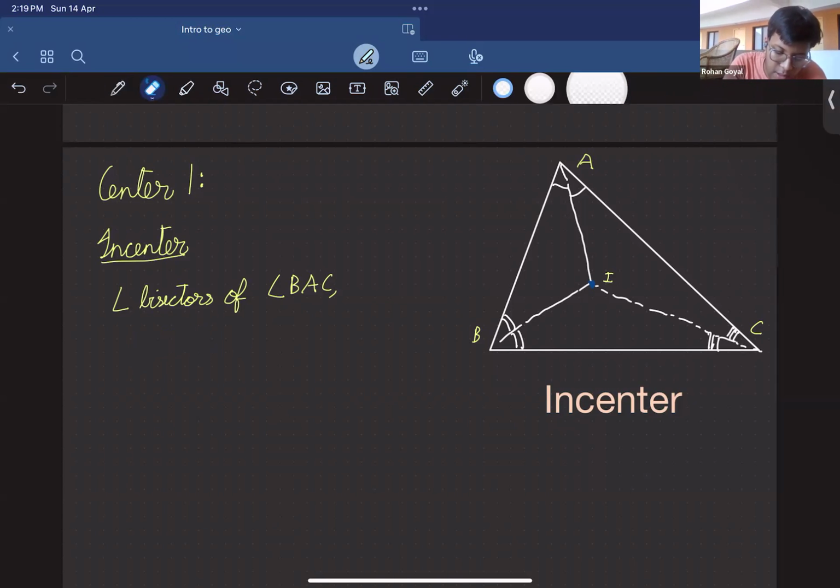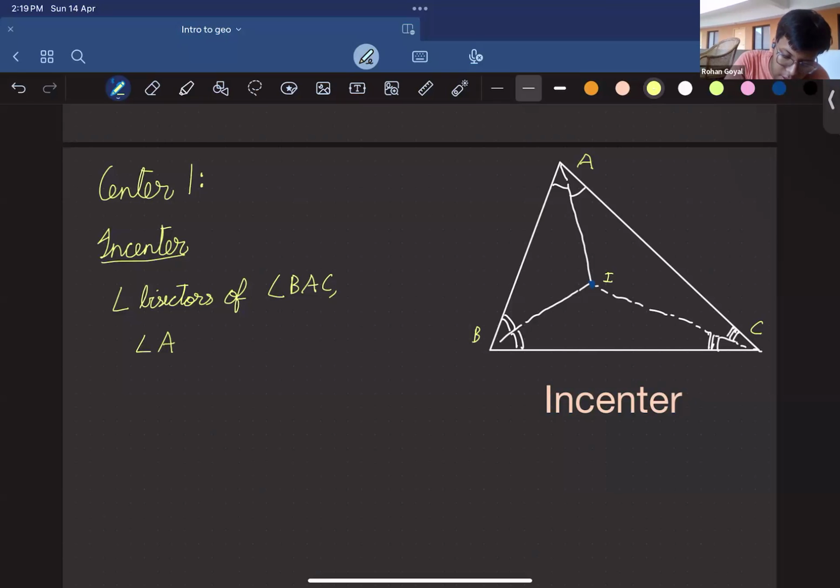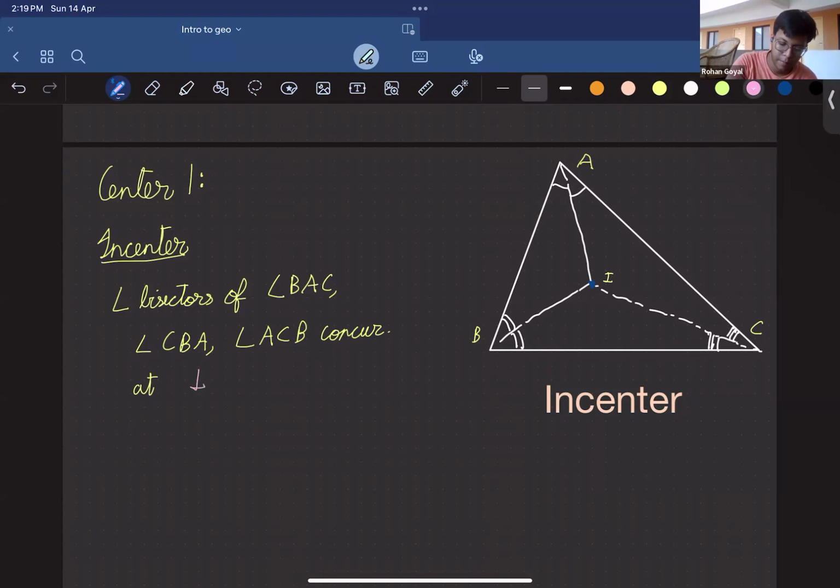No, sorry, what am I doing? Angle CBA, angle ACB. Yeah. So these three angle bisectors converge at the point we call I. Okay, this point I is called the incenter, where these three angle bisectors meet. So can somebody prove that I exists, or that these three angle bisectors are concurrent?